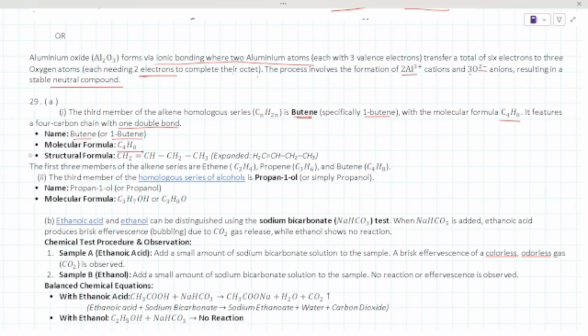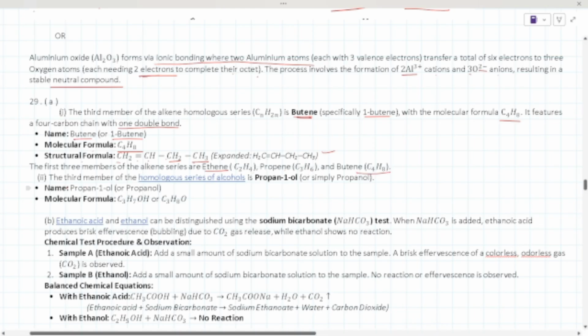Molecular formula will be C4H8. Structural formula will be CH2=CH-CH2-CH3. Okay, this is the expanded form. The first three members of the alkene series are ethene, that is C2H4, propene C3H6, and butene C4H8.